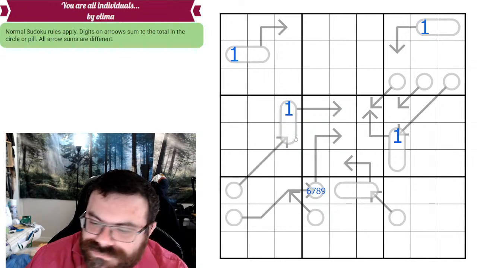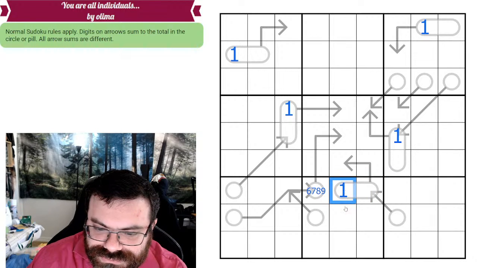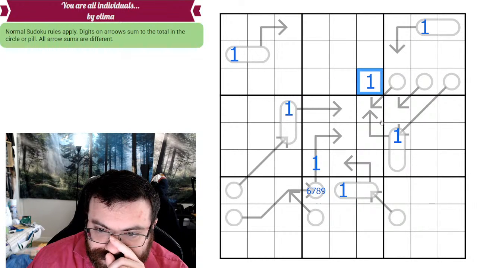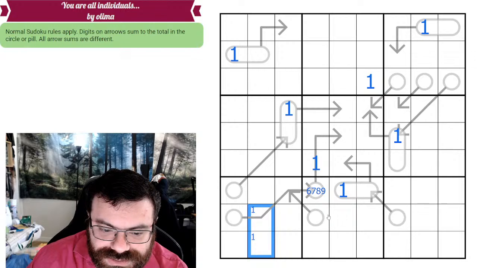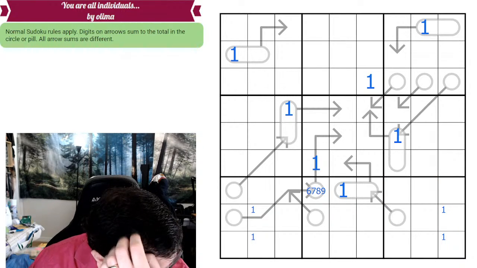So here as well. There's a 1 in one of these two, but this can't be a 1 because then we can't add up to enough. So the 1 goes here. The 1 goes here. One in one of these two. One of these two.